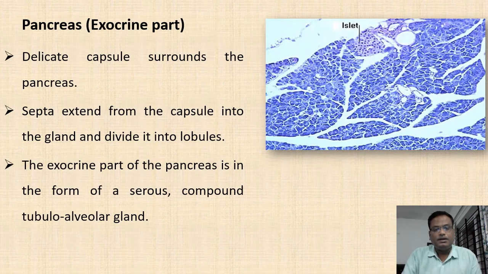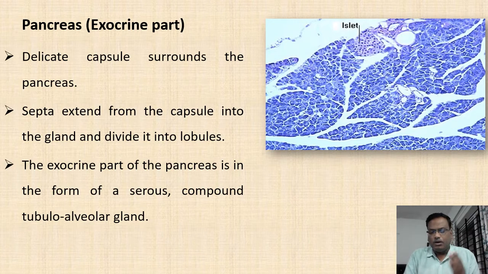Now, a delicate capsule surrounds the pancreas. So, like many other organs of the body, pancreas is also surrounded by a capsule which actually protects the pancreas from the other parts of the abdomen.